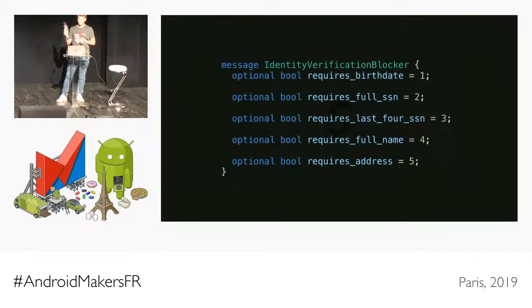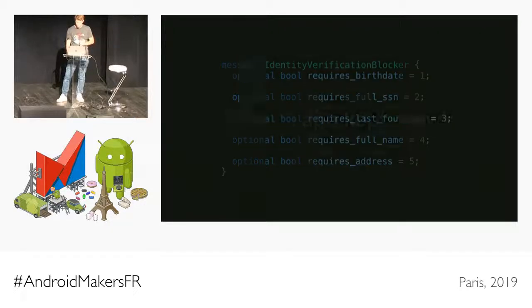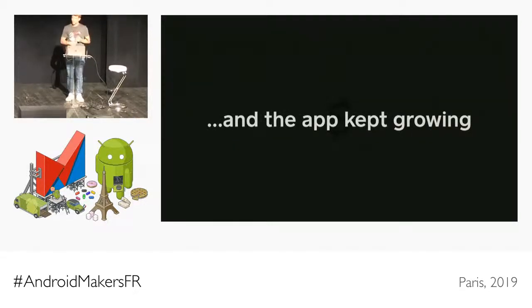For instance, that's the IDV blocker. Instead of just a blank enum value, we have everything optional. Do we need a birth date? Do we want the full SSN or only the last 4, full name and address? We would do the same for other blockers. But the app kept growing, and linking a card could happen in many, many situations: when I send a payment, or when I want to receive a payment, because payments were at the time from debit card to debit card.